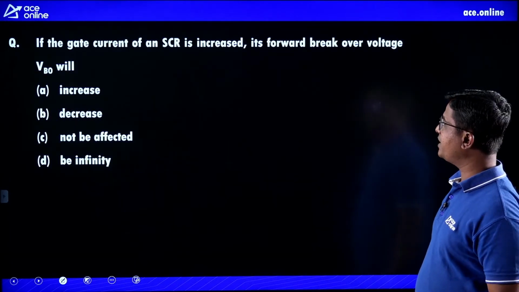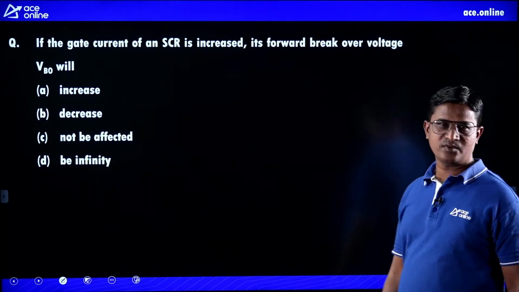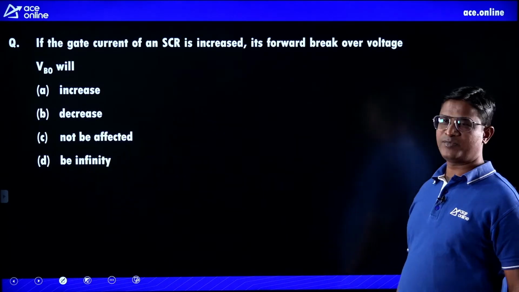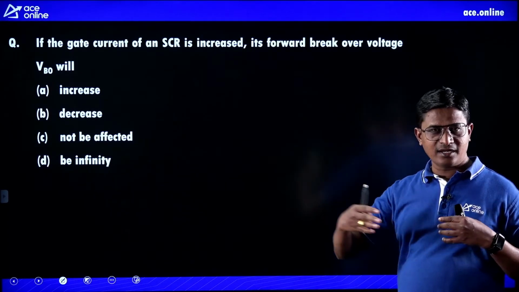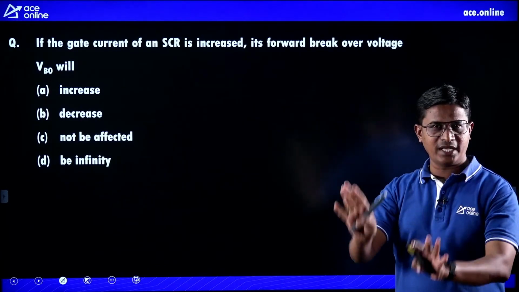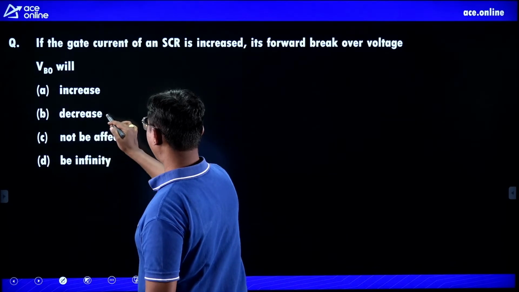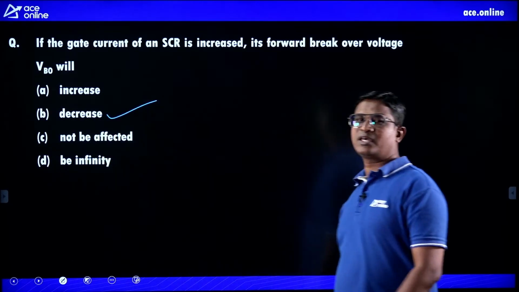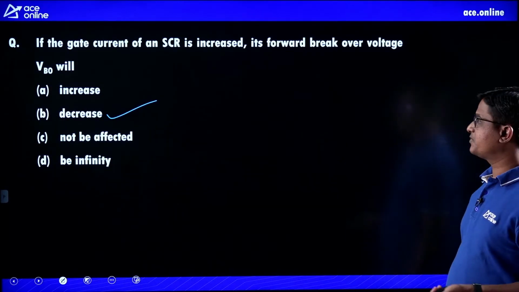If the gate current of an SCR is increased, its forward breakover voltage VBO will, recall the VI characteristic of the SCR, decrease. As the gate current increases, the breakover voltage VBO decreases. The more the gate current, the lesser the breakover voltage of the SCR.